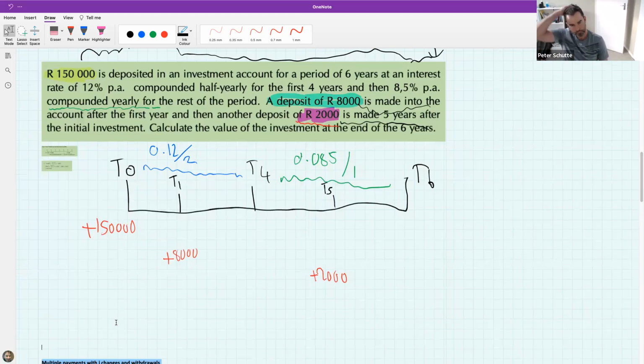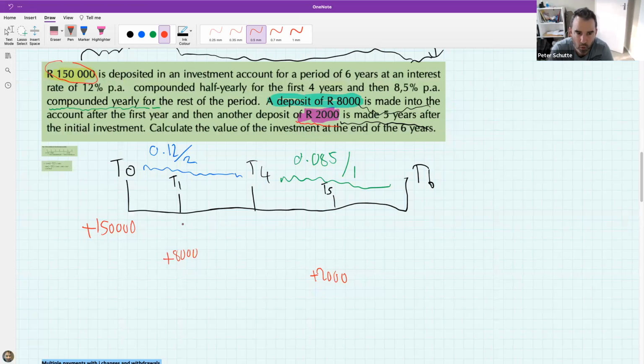Okay. Now, if you have multiple deposits, it's really important that your brain doesn't get overwhelmed. So what happened here was the 150,000, it was at the beginning, T0. It gets to grow for the whole timeline. The 8,000 is only deposited after the first year, and that's why it's in line with T1. And the 2,000, it's deposited after 5 years, and that's why it's in line with year 5.